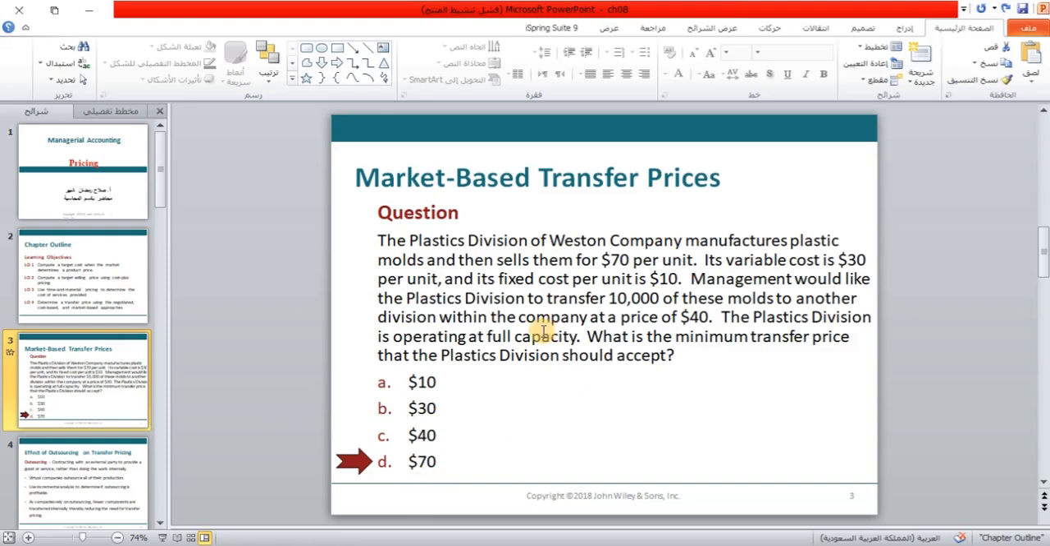But now if we assume that the division is not operating at full capacity, in other words, there is excess capacity, in this new situation the minimum transfer price will be 30 because the opportunity cost equals 0.